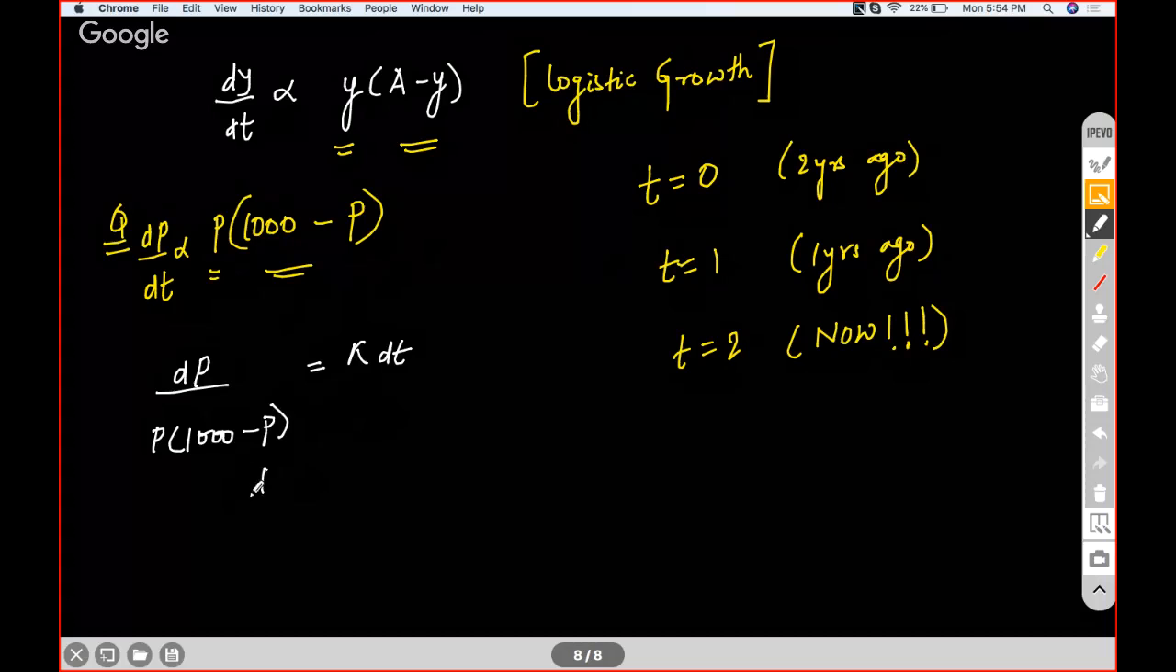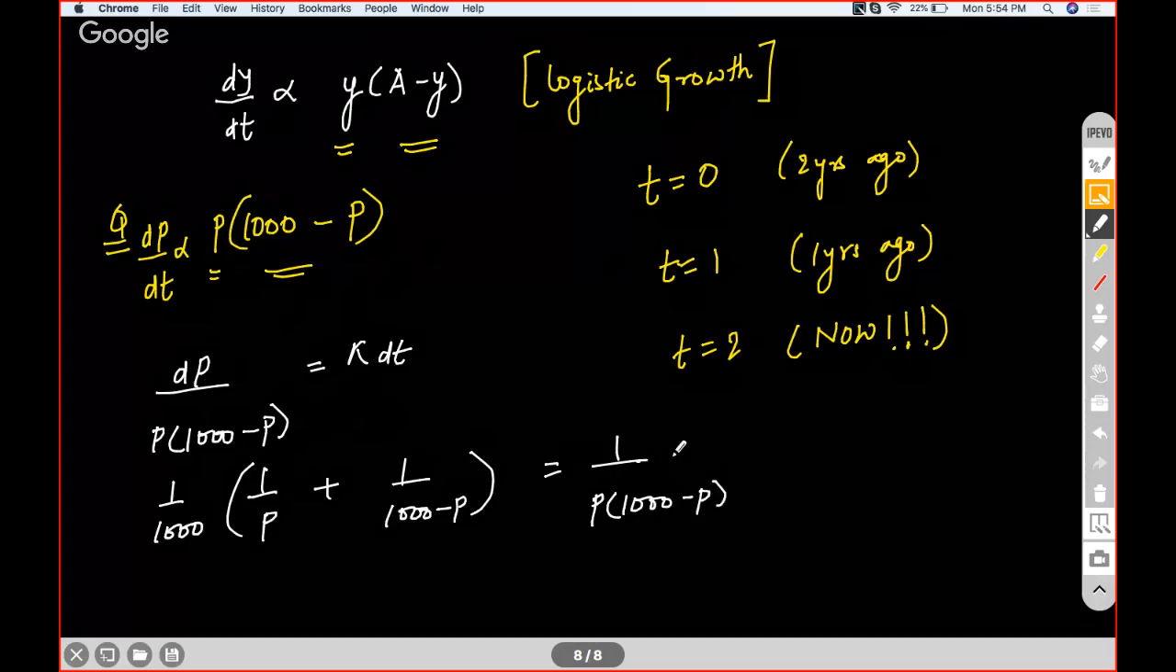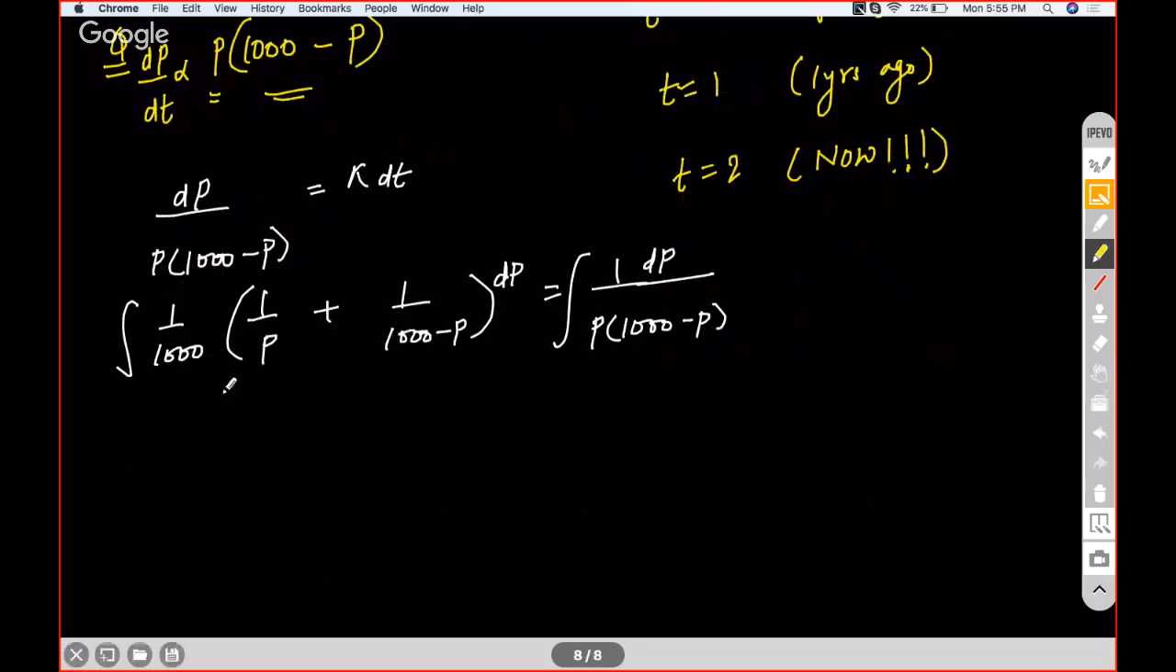You can actually just take care of it by doing 1 by p plus 1 by 1000 minus p, and you do 1 by 1000 down over here. That's how you can break up 1 by p into 1000 minus p. Now, instead of integrating this, I can choose to integrate this with respect to p.